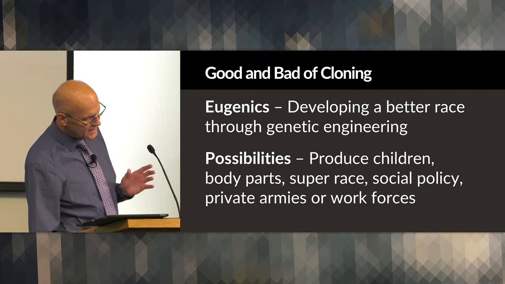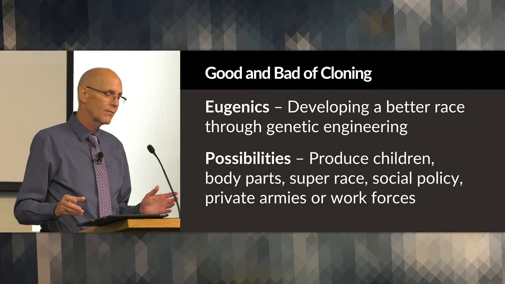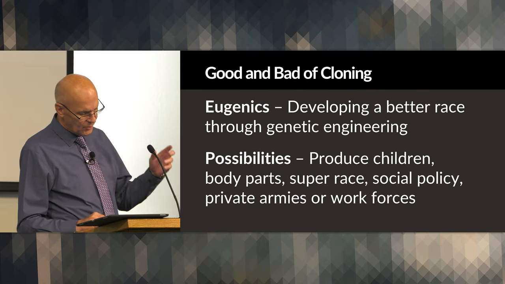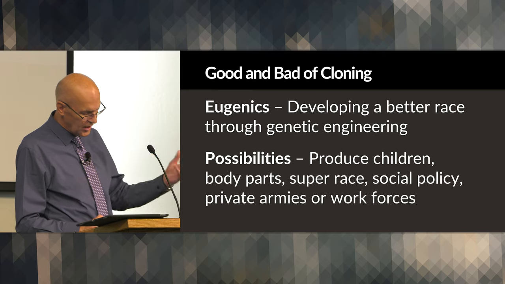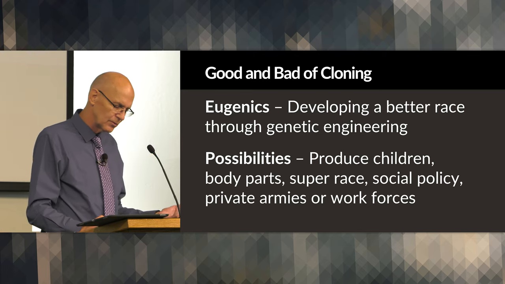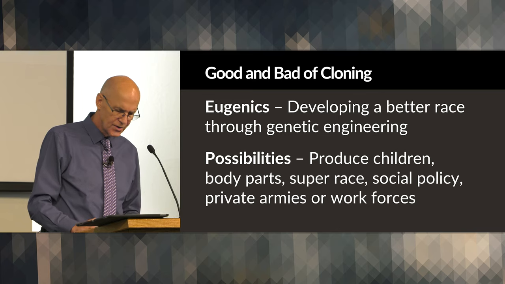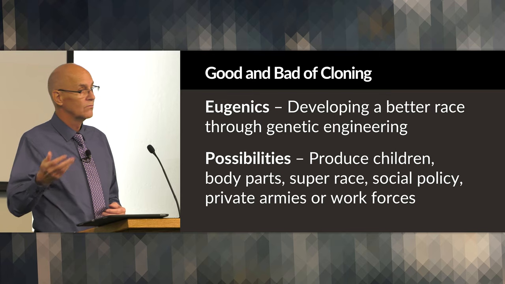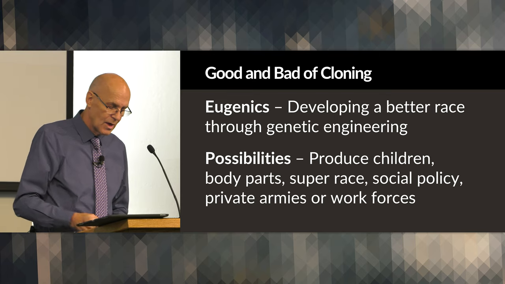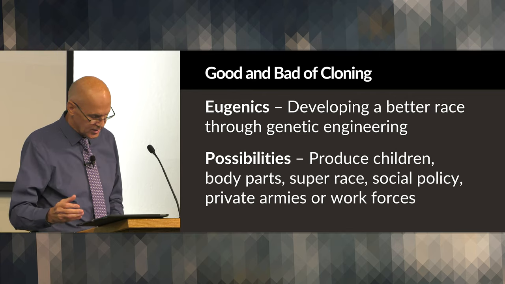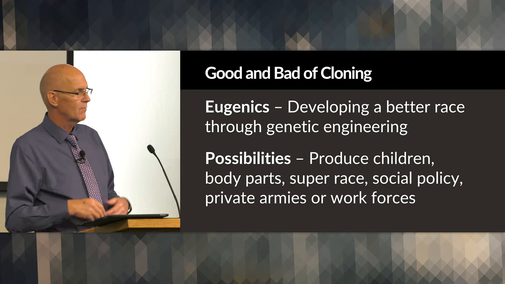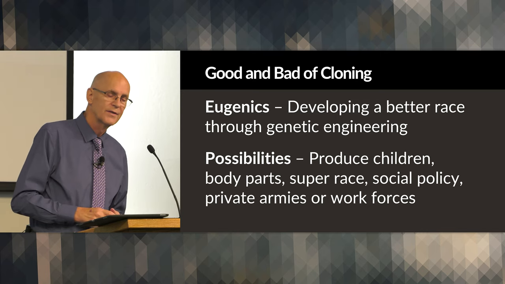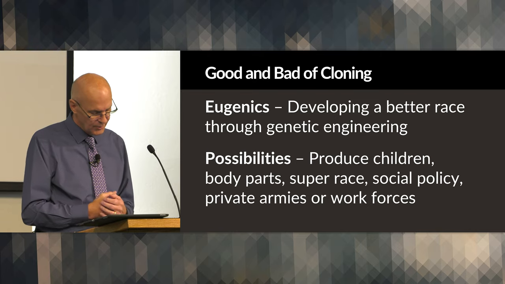So the possibilities of eugenics are incredible, but also very frightening. For example, cloning to provide children to infertile couples or unmarried people. Homosexuals are especially eager for this, to be able to clone one or the other partner. Cloning to provide body parts for future use, like a body parts farm. This is the brave new world that this type of eugenics can bring us to.